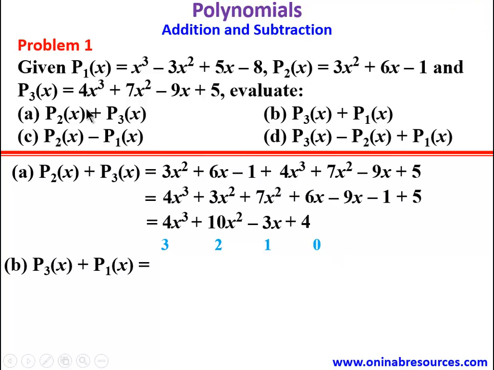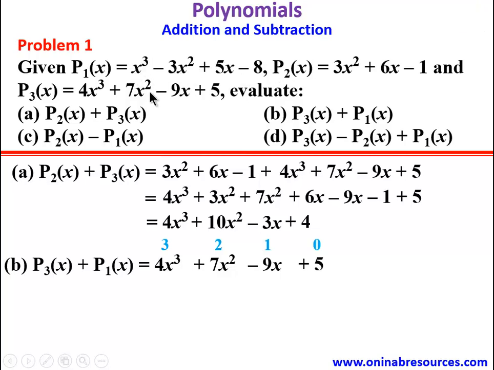So in positioning this, I have p3 of x. Since this is 6x raised to the power 3, it comes under 3. This is 7x squared. It comes under 2. This is minus 9x. It comes under 1. And this is plus 5. It comes under 0. For the second polynomial, which is p1 of x, we have x raised to the power 3 minus 3x squared plus 5x minus 8.